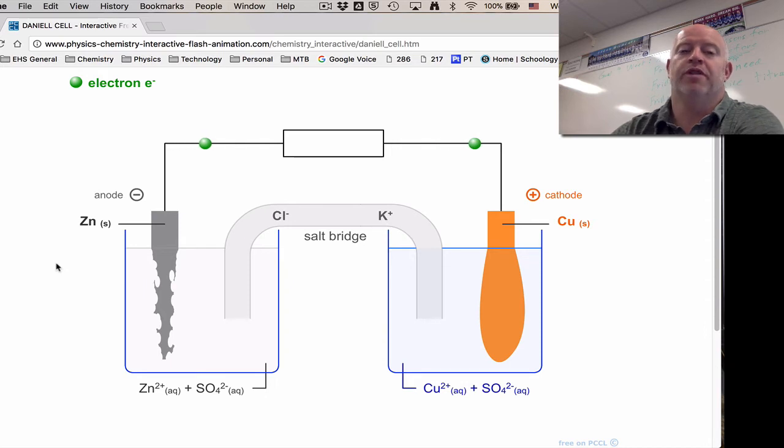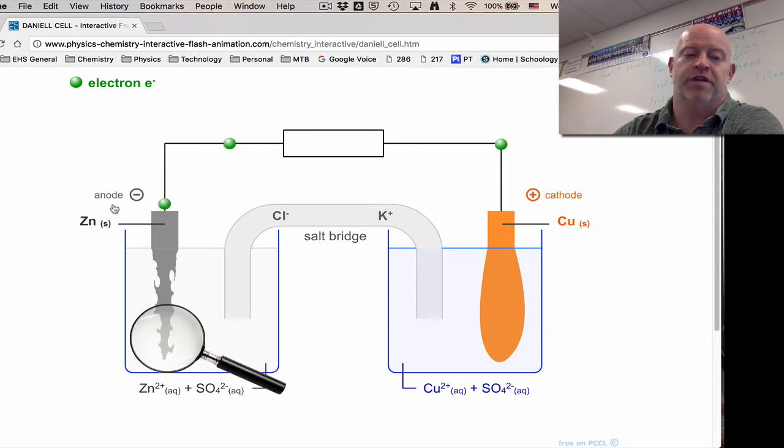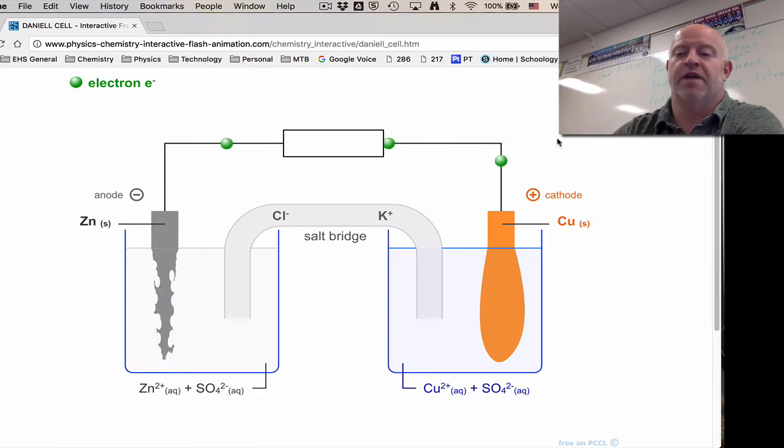First of all, how do the electrons flow? We have different parts of our voltaic cell, and we need to make sure that we understand what the anode is. Our left-hand side here is our anode. That's our negative side, so an or anti is negative. And then we have our positive side, which is our cathode.